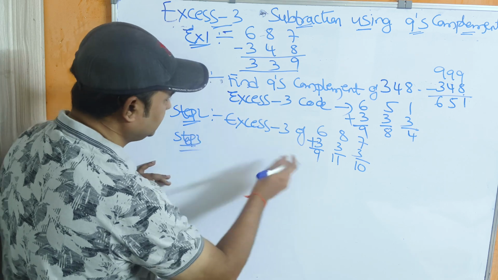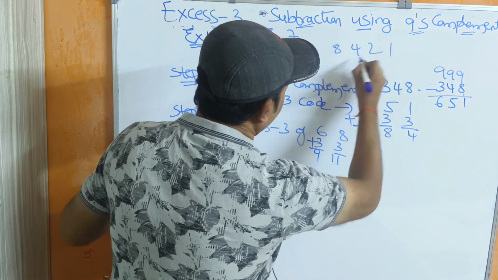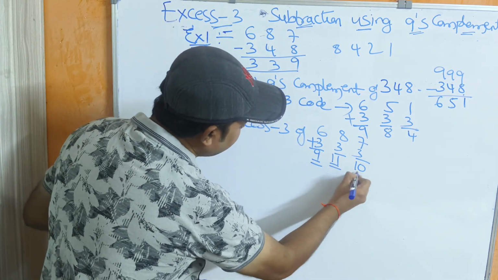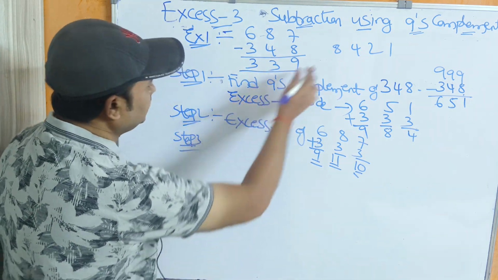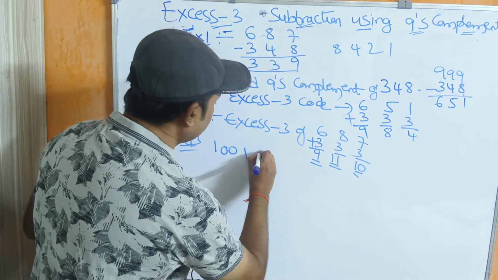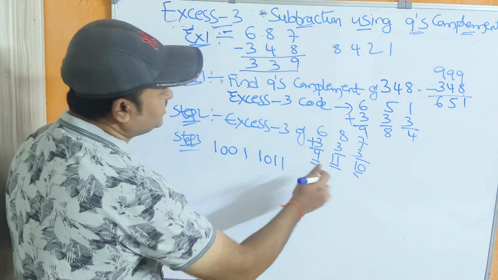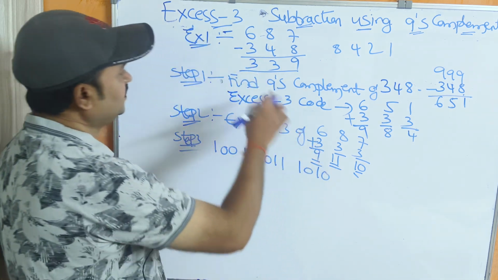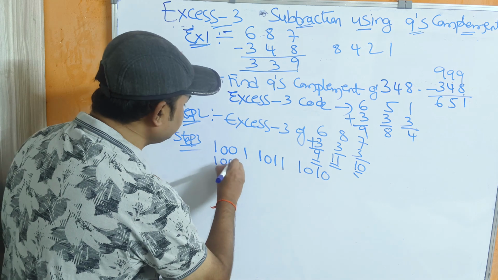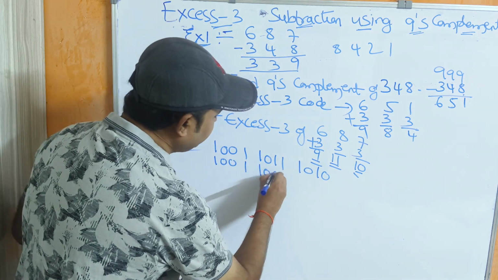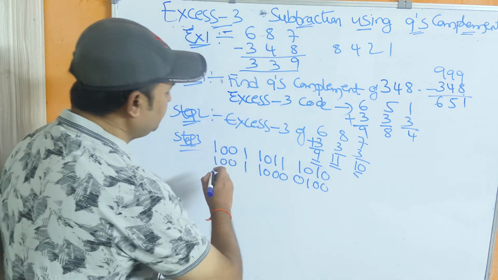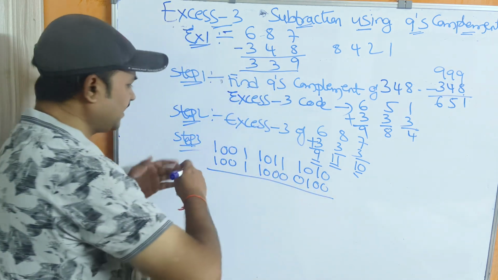Step 3. Perform the addition. Here the first number, 687 in excess-3 notation, is 9, 11, 10. How can we represent 9 using 8421 notation? 1001. 11 means 1011. Next, 10 is 1010. Next, 348 in XS3 notation is 9, 8, 4. So 9 is 1001, 8 is 1000, and 4 is 0100.